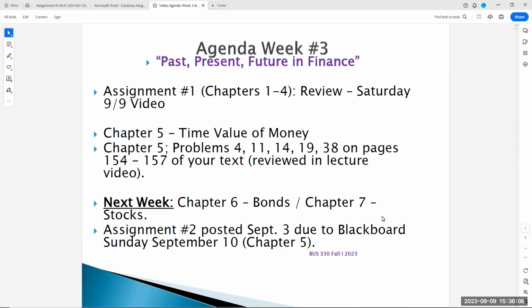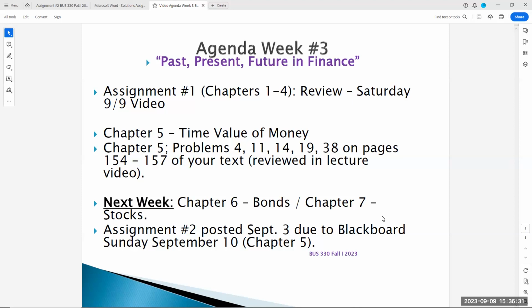Also today, we're going to take a look at the final 2 problems of review for Chapter 5, problem 19 and 38 at the end of Chapter 5 from your textbook. And assignment number 2, which is about Chapter 5, is due this Sunday at midnight. Extensions are available if you need extra time.